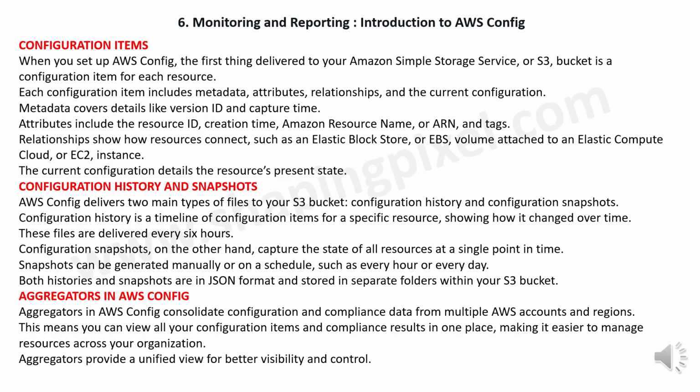Aggregators in AWS Config consolidate configuration and compliance data from multiple AWS accounts and regions. This means you can view all your configuration items and compliance results in one place, making it easier to manage resources across your organization. Aggregators provide a unified view for better visibility and control.